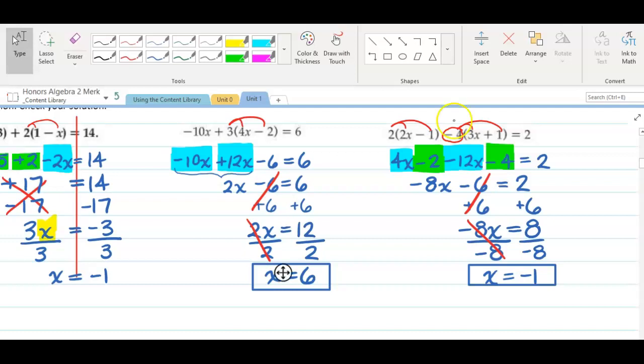Notice on this third problem right here, it's negative 4 that actually distributes into the parentheses, not just 4, negative 4. Be in the habit of keeping those signs married to the numbers that come after them.